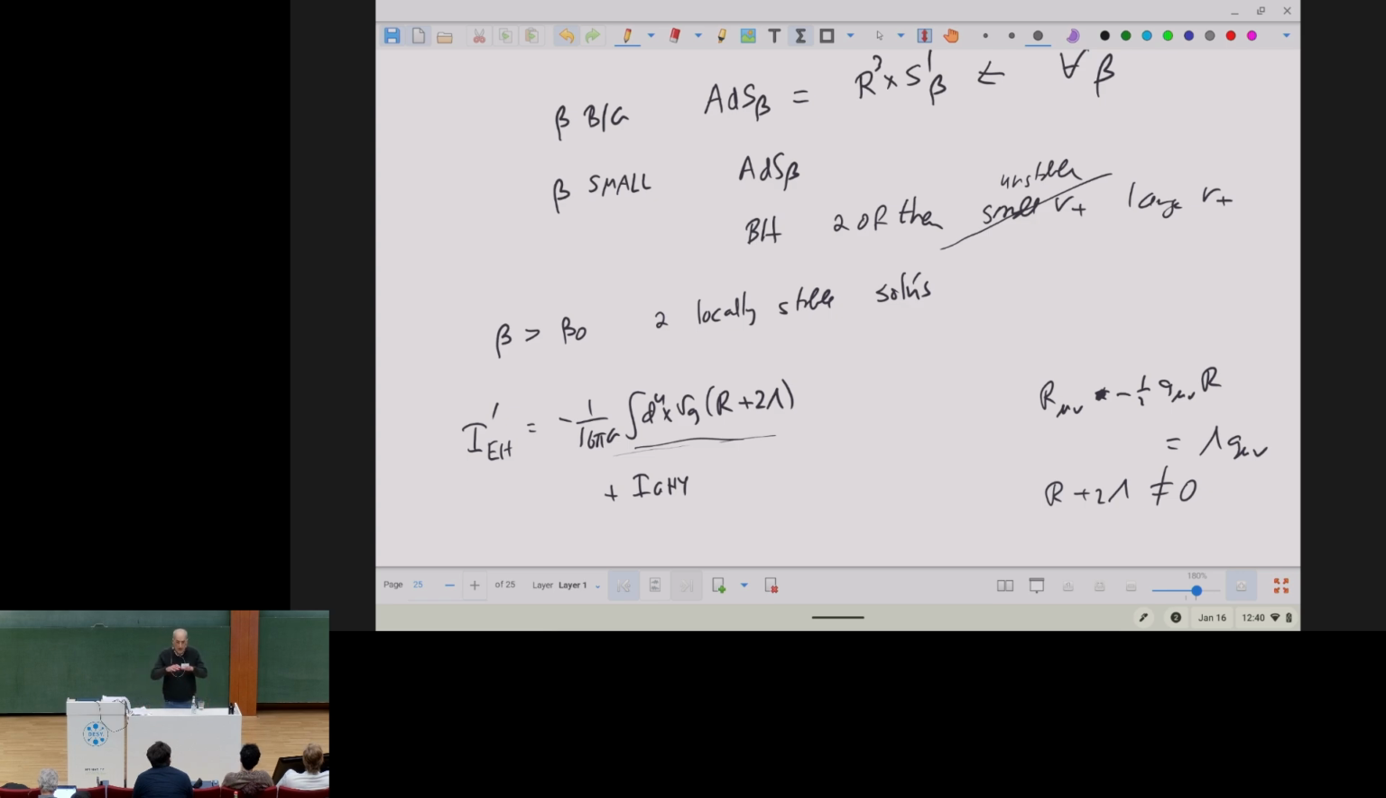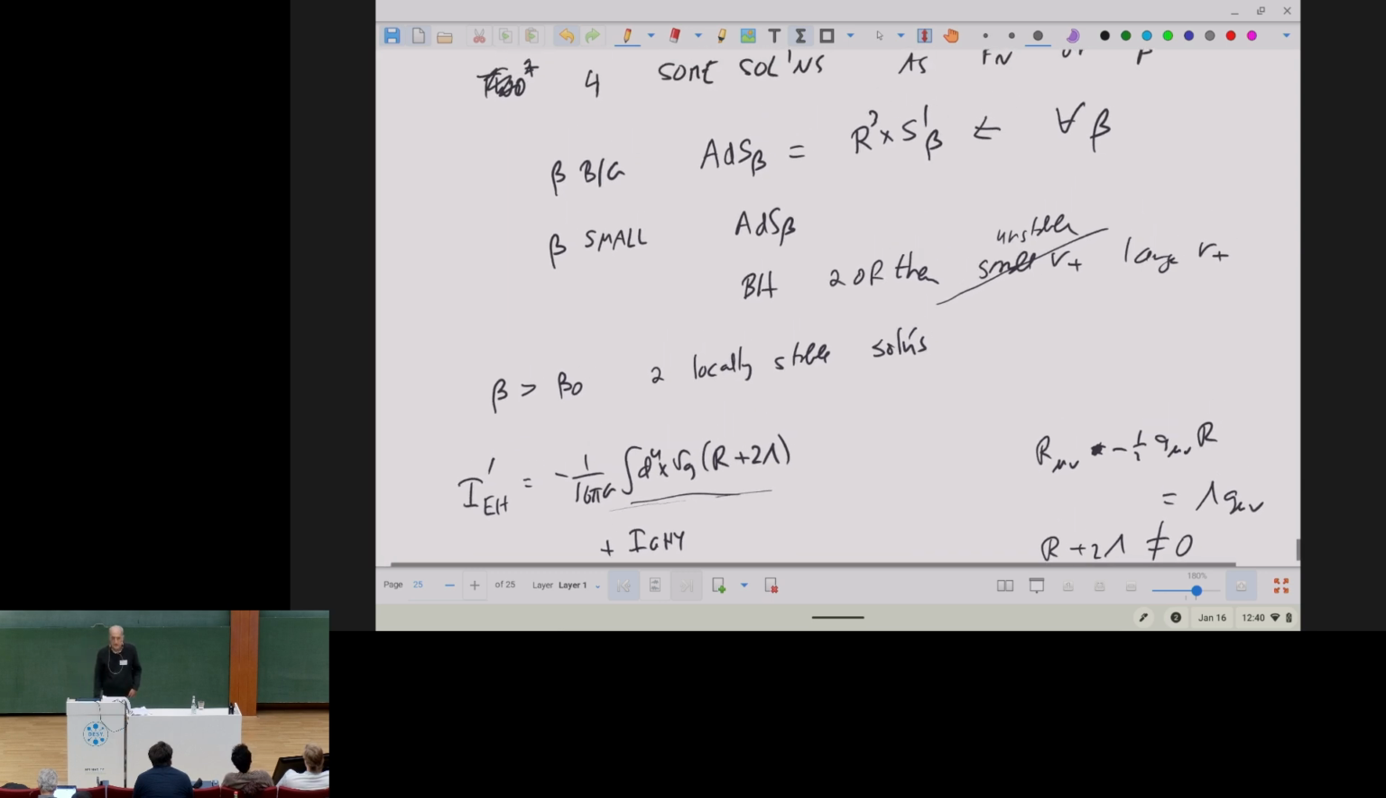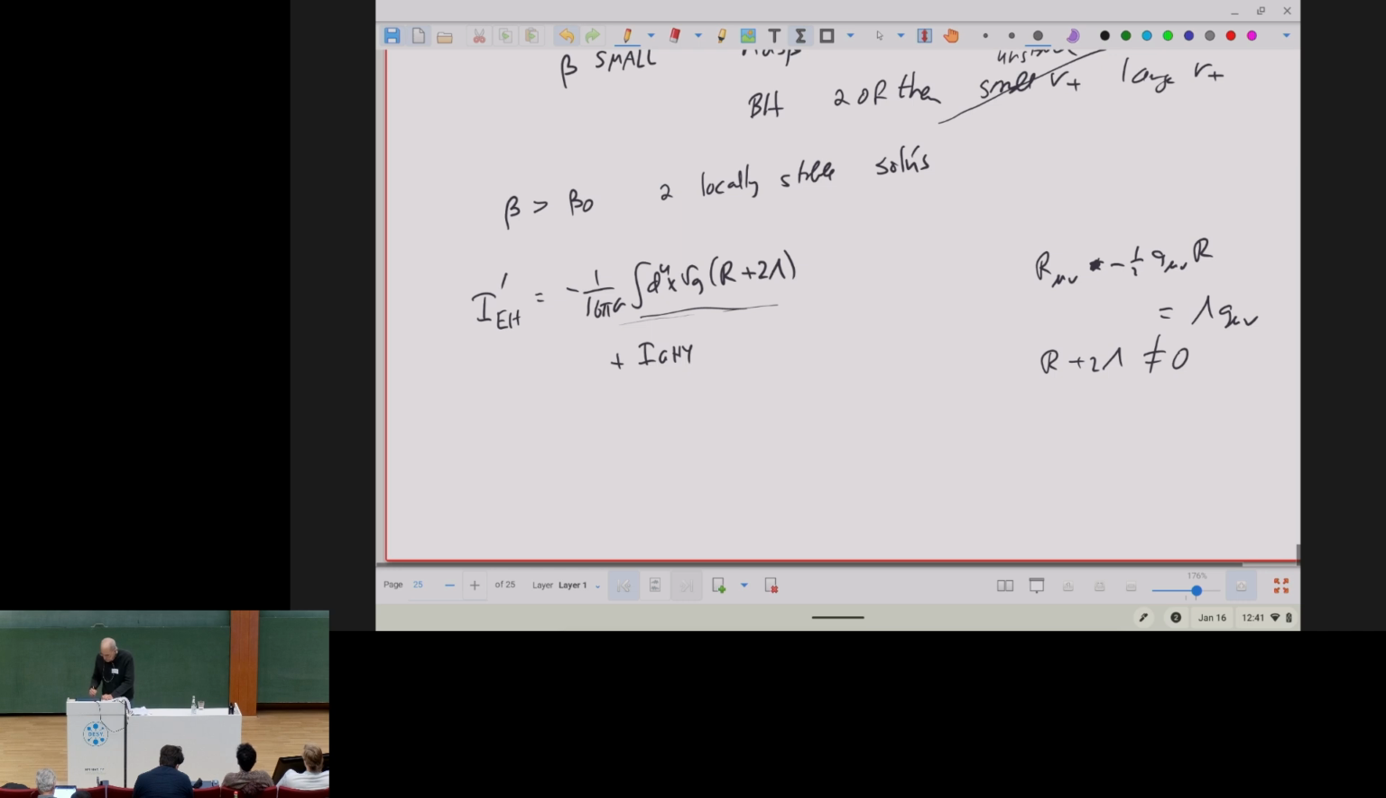So the action is the volume of the space-time, which is infinite. But you regularize it by subtracting something. What you're really interested in is comparing the action of two solutions, the one with and without the black hole. That difference is finite. And the sign of that difference determines whether what's truly stable is the thermal gas or the thermal gas plus a black hole. So Hawking and Page found the Hawking-Page transition.